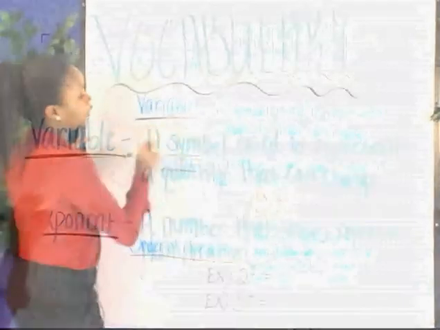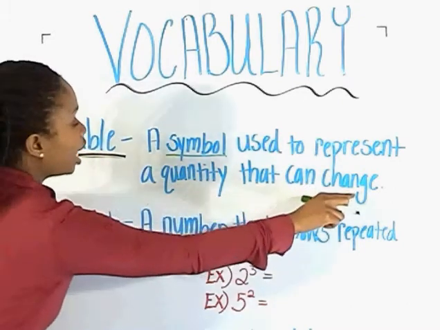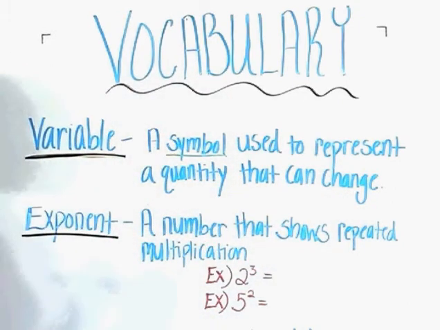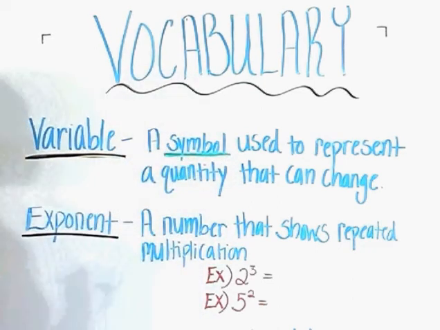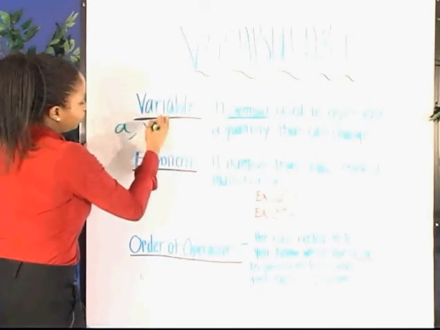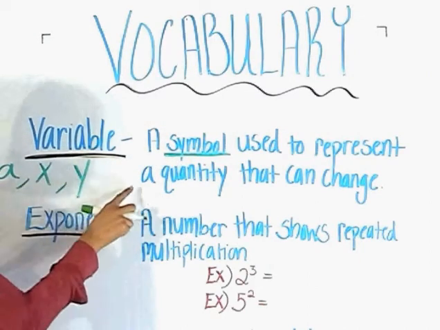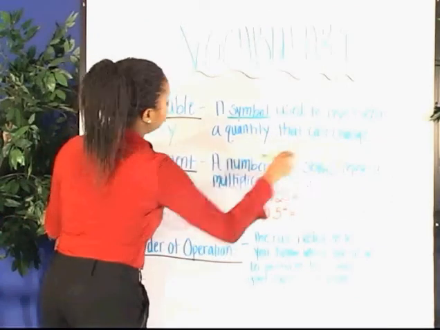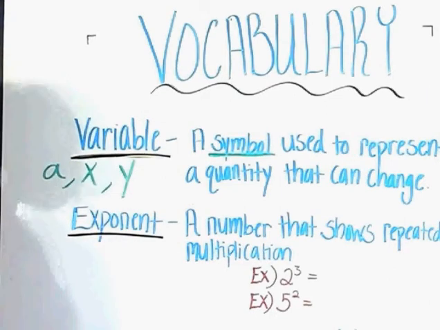Next, we're going to define variable. A variable is a symbol used to represent a quantity that can change. Remember we talked about variables earlier, and we said they were symbols. In algebra, most of the time, you see them represented as letters. Any letter can be a variable. So A is a variable, X is a variable, even the letter Y is a variable. And it says, used to represent a quantity that can change. Basically, that's saying, hey, A can be 5, X can be 100, Y can be 1,000,000. It just depends on what the problem is.